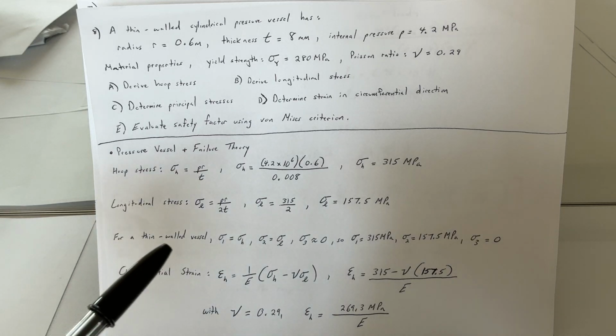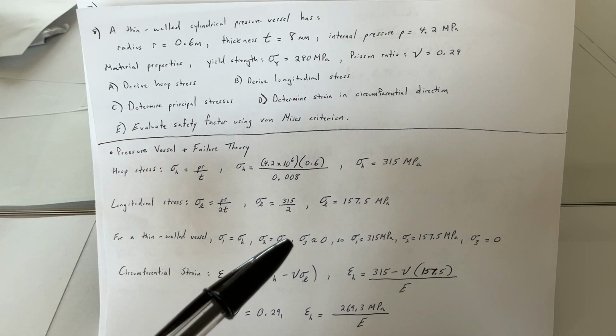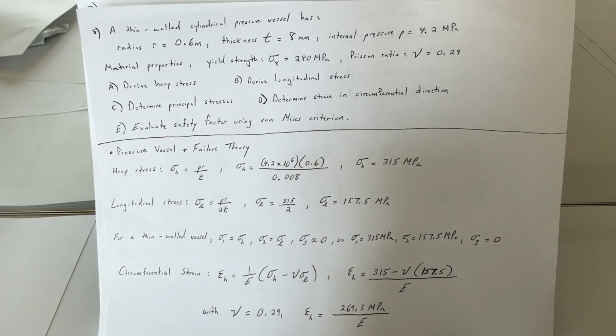MPa. For a thin-walled vessel, sigma sub 1 is equal to sigma sub h. Sigma sub 2 is equal to sigma sub L. Sigma sub 3 is about 0. So sigma sub 1 is 315 MPa, sigma sub 2 is 157.5 MPa, and sigma sub 3 equals 0.